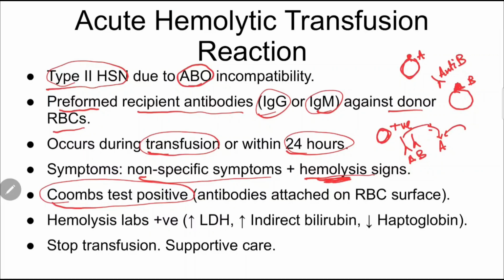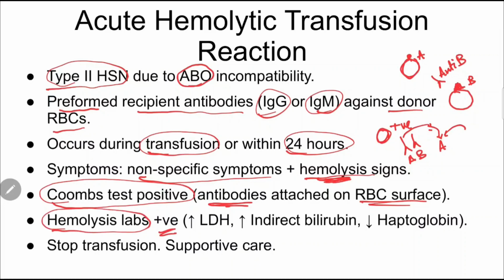The one thing that you have to know regarding the Coombs test is that what you are checking is whether there are antibodies against the red blood cells. If there are, then the test is positive. If there are not, then the test is negative. So like I said before, the Coombs test is positive, and this tells us that the antibodies are attached onto the RBC surface. And then the hemolysis labs will also be positive.